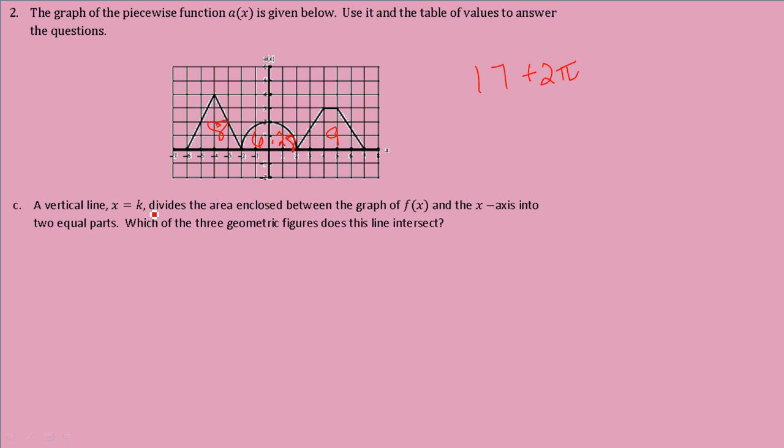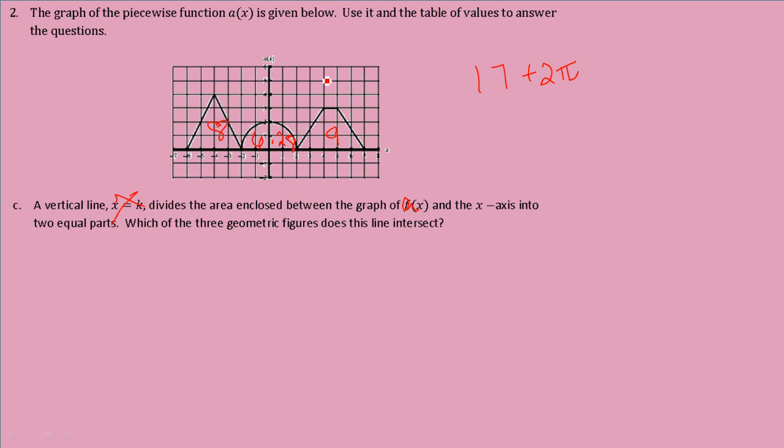So it says a vertical line, x equals k. We don't care about that. We're just saying a vertical line, okay? Divides the area enclosed between the graph of f of x, or actually it's a of x. Sorry, that's a typo. Okay. And the x-axis into 2 equal parts. So which of the 3 geometric figures does this intersect?